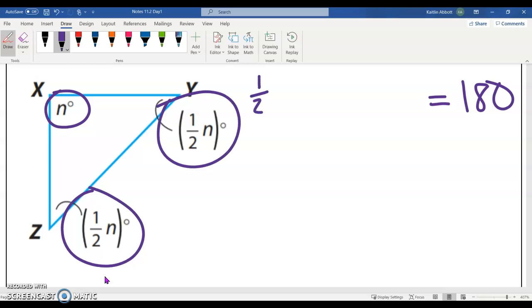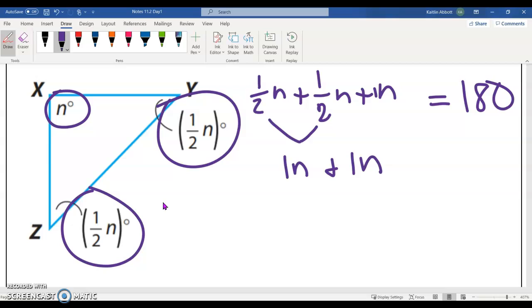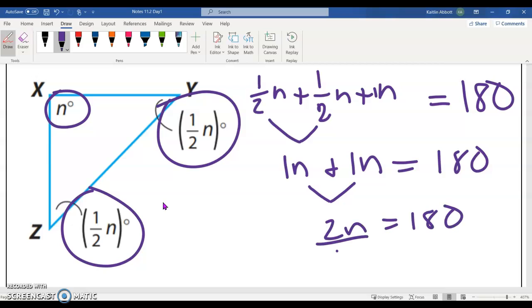So we got 1/2 n plus 1/2 n. And then we got plus n. So let's add these halves together so they're not that scary. Half plus half is 1n. And then we got a 1 here. So we got plus 1n equals 180. 1n plus 1n is 2n equals 180. And we divide by 2, divide by 2, n equals 180 divided by 2 is 90. We're almost done. So n is 90.